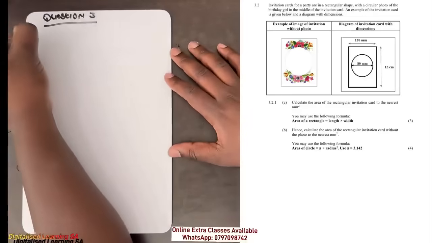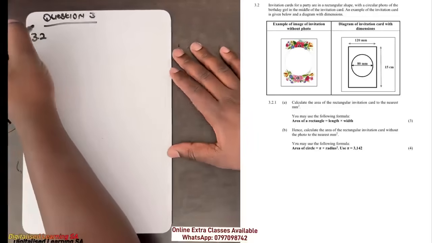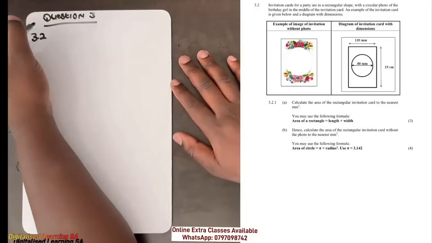So now we'll be moving to question 3.2. We are told that invitation cards for a party are in a rectangular shape with a circular photo of the birthday girl in the middle of the invitation card. An example of the invitation card is given below, and a diagram with dimensions.